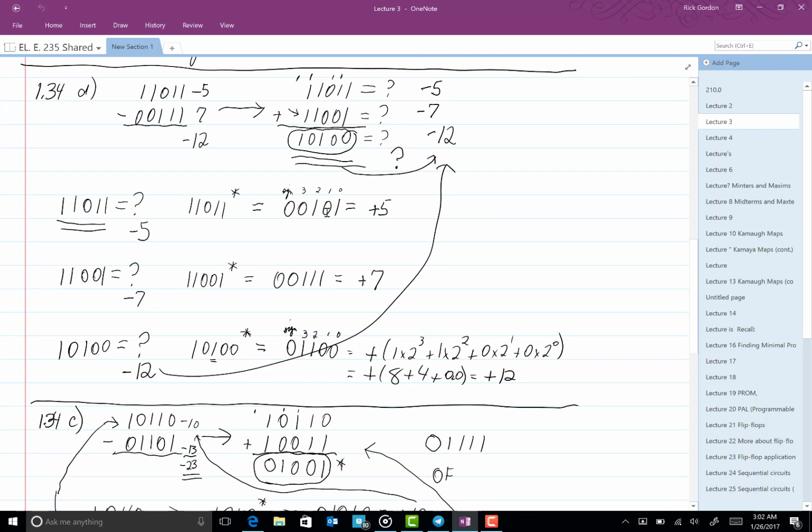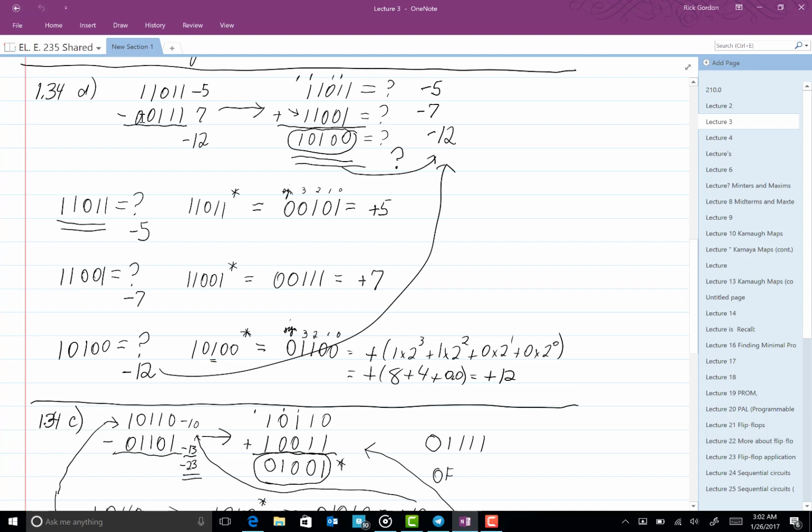Now let's look at the idea of a subtraction problem. We have 2 signed binary numbers here, and we want to subtract the second number from the first one. So the top number is 11011, and the second number is 00111. And again, these are signed binary numbers. In other words, the first bit of each one is a sign bit.